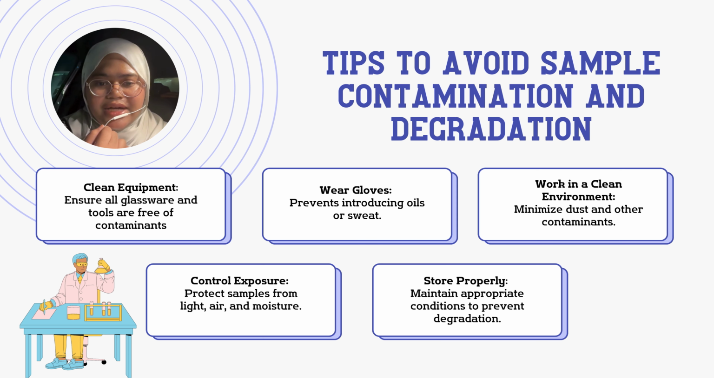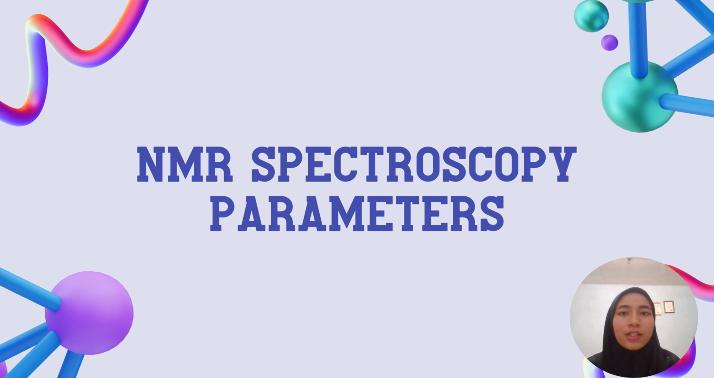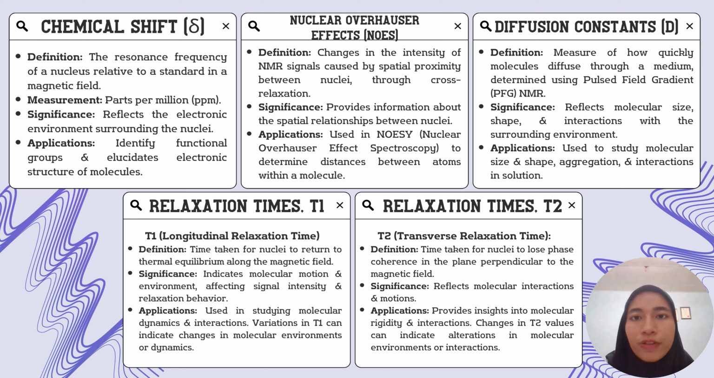Next, let's take a look at the parameters involved in NMR spectroscopy. Now, let me introduce you to the NMR spectroscopy parameters. Firstly, the chemical shift. It is measured in parts per million, ppm. It is the resonance frequency of a nucleus relative to a standard in a magnetic field. It reflects the electronic environment surrounding the nuclei, helping identify functional groups and elucidate molecular structures.